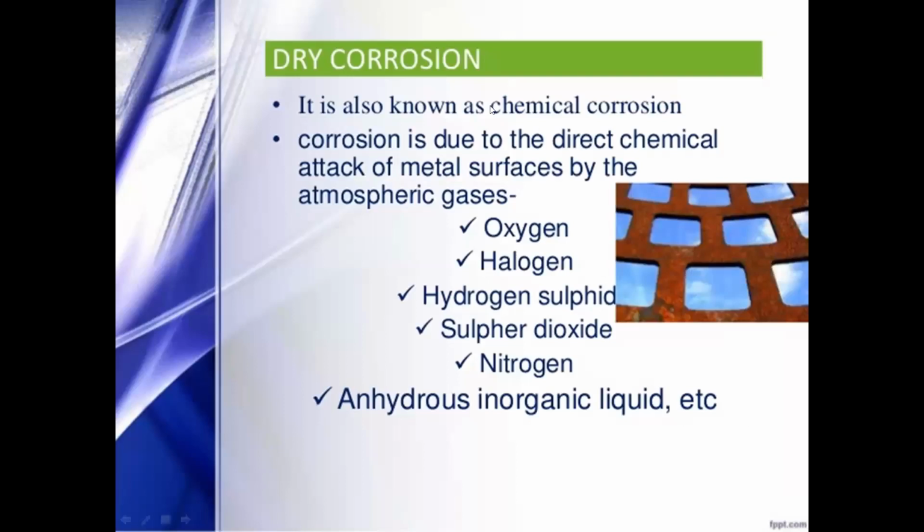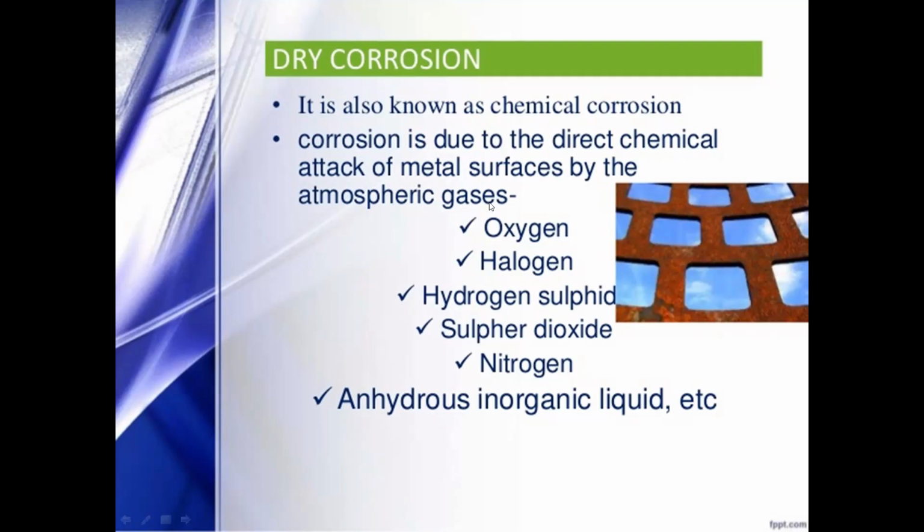Dry corrosion is also known as chemical corrosion. This corrosion is due to the direct chemical attack on metal surfaces by the atmospheric gases. यानी एटमॉस्फेयर में जो गैसेस प्रेजेंट हैं वो डायरेक्ट मेटल पे रिएक्ट करते हैं, और इस तरह से जो करोजन होता है उस टाइप के करोजन को हम कहेंगे ड्राई करोजन.